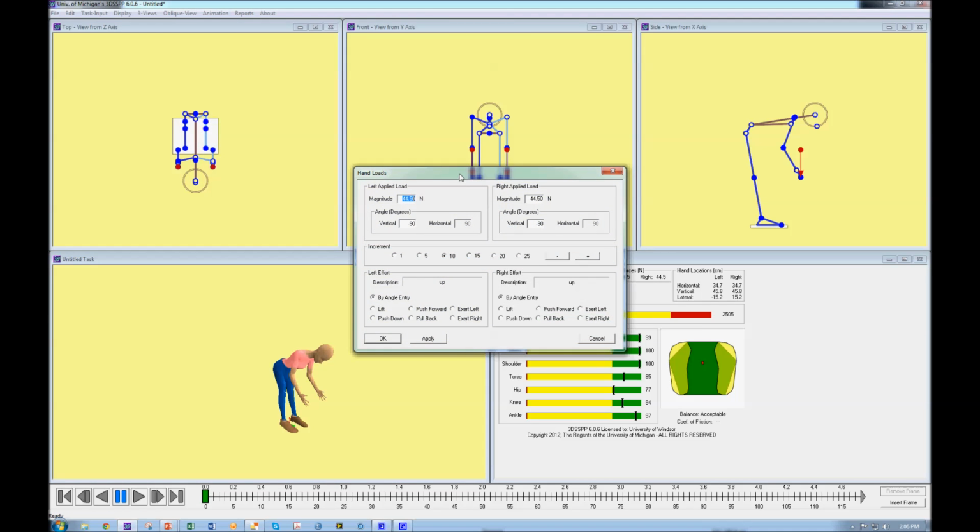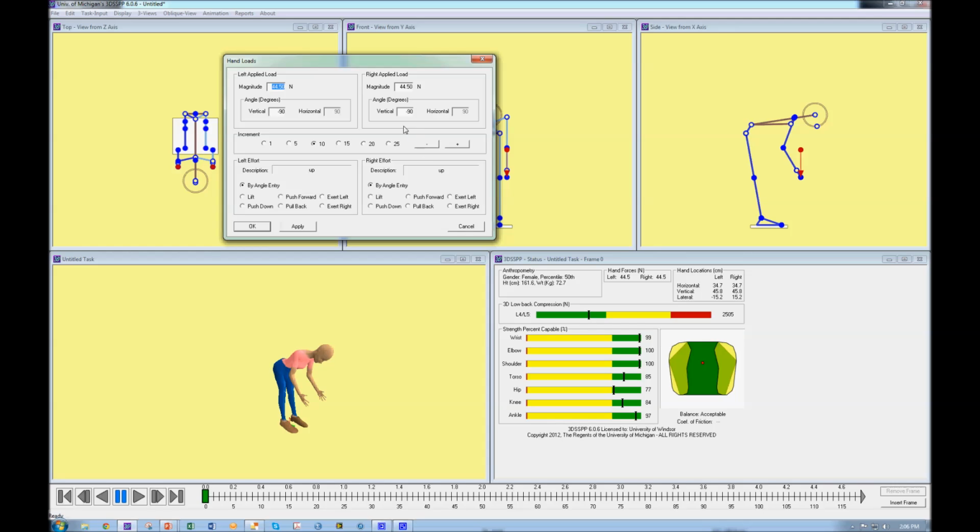loads. You're going to get another window that pops up, and you can see this is where we can input different forces that are being experienced at the hands in different magnitudes. So again, default is 44.5 in both the left and right hands. Down here, we can either type in values into the left and right, as well as the angle at which the force is being exerted. This is just saying that it's straight up at us.